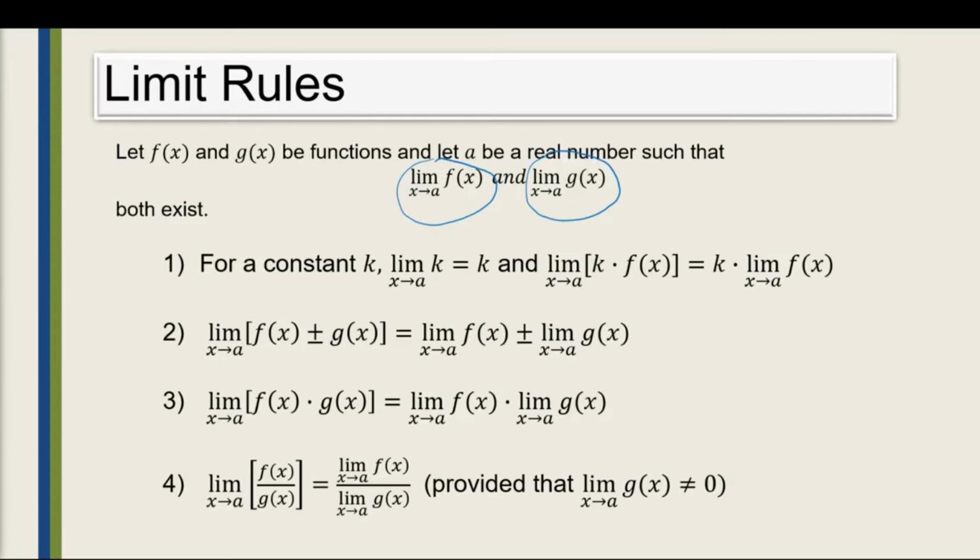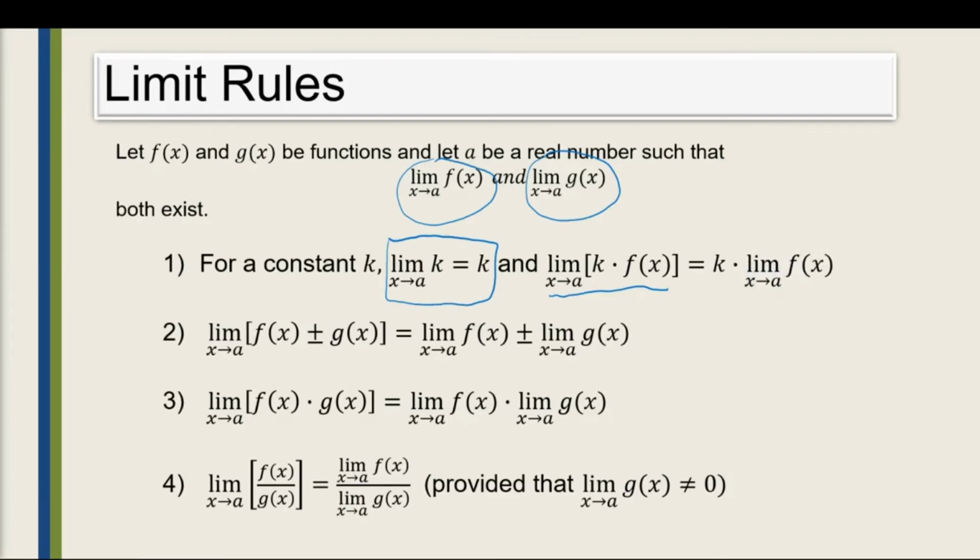So the first property says that for any constant k, the limit as x approaches a of k is k. Meaning if you have a constant function, no matter what x approaches, your function is approaching that constant. It also turns out that if you take the limit as x approaches a of a constant times a function, you can sort of pull that constant out front. You get the constant times the limit as x approaches a of that function.